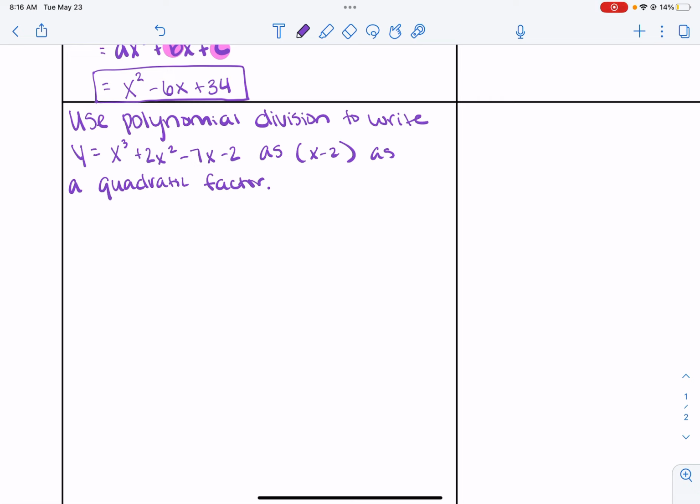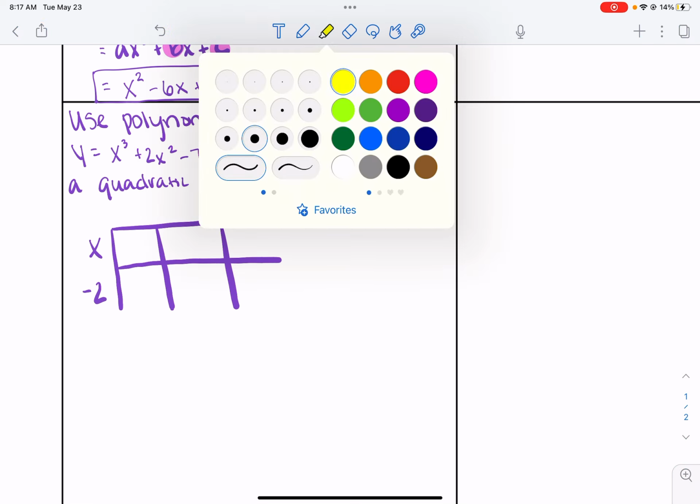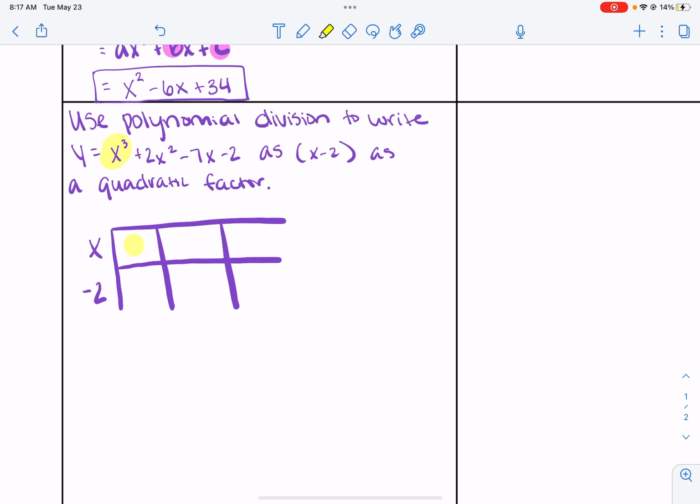So what you're going to do here is we're going to make our box. The x minus 2 here is going to go on this side. All right, so x and minus 2 goes here. And then you're going to take the x cubed, and that's going to go here.